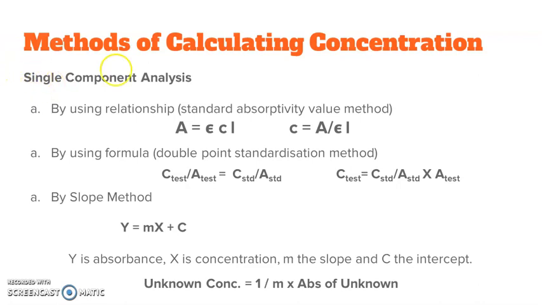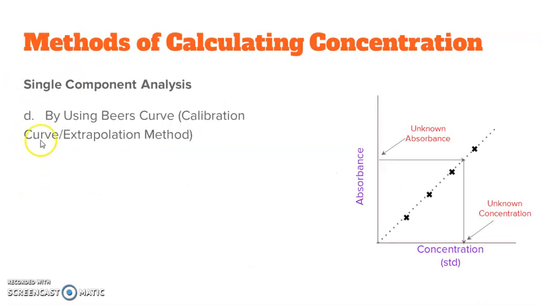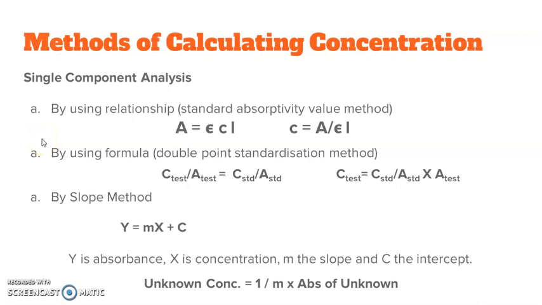So first I would like to discuss single component analysis. We have altogether 4 different ways. Sorry for the numbering here, it should be A, B, C, and D. There are 4 different ways we can calculate in single component analysis.